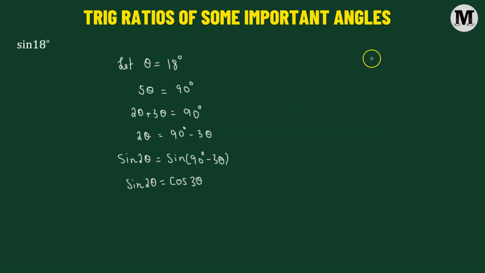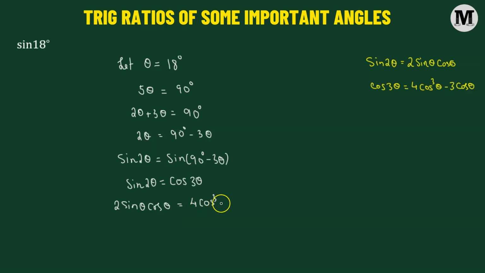Let's note it down. So the formula that we'll be using here is sine 2 theta, this will be 2 times the product of sine theta and cosine theta. And we have cosine of 3 theta, which is given by 4 times cosine cubed theta minus 3 times cosine of angle theta. We'll substitute these values here. So in place of sine 2 theta, we have 2 times sine of angle theta times cosine of angle theta. This will be equal to 4 times cosine cubed theta minus 3 times cosine theta.